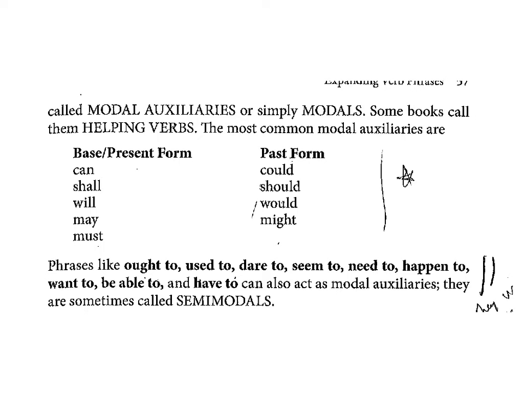Because there are relatively few modal auxiliaries, they are not that difficult to identify. As stated in the textbook, when they appear in a sentence, they are always at the beginning of the main verb and are always followed by the infinitive form of the verb.